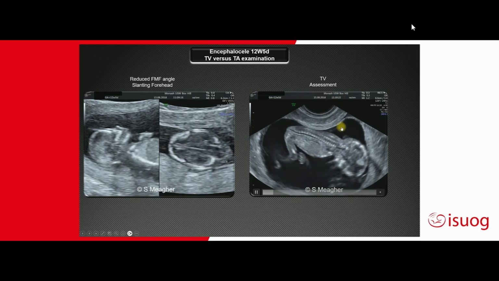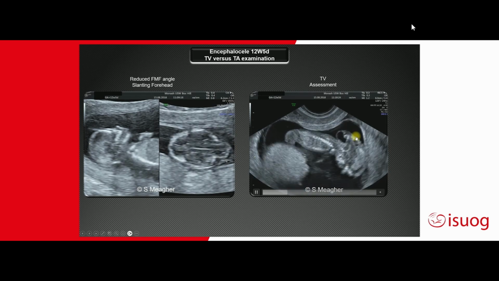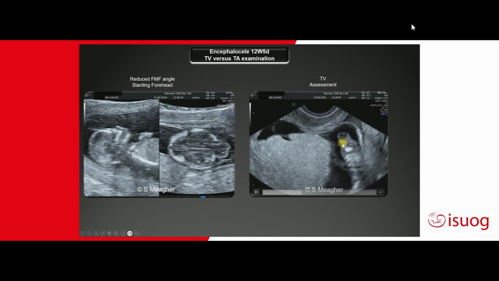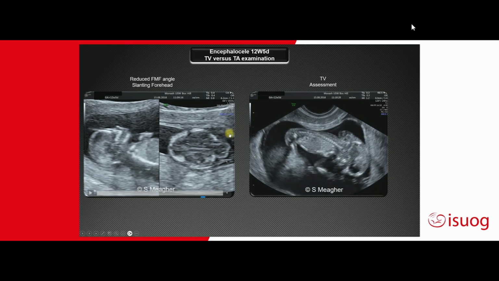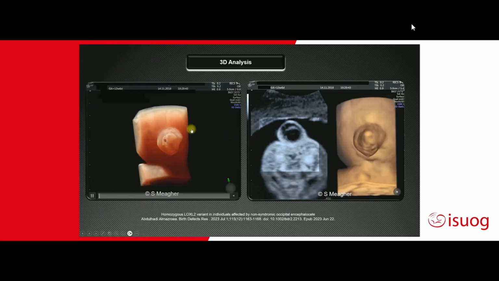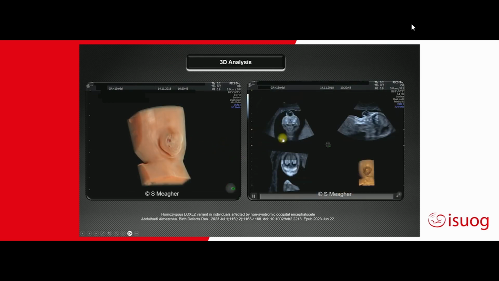Far more striking when you look vaginally because you see this solid cystic mass. This is not an increased nuchal translucency. Atypical encephalocele at 12 weeks and 5 days. You can add 3D to it; in a sense the diagnosis is made on 2D, but a patient will understand this image more than anything else you show them.